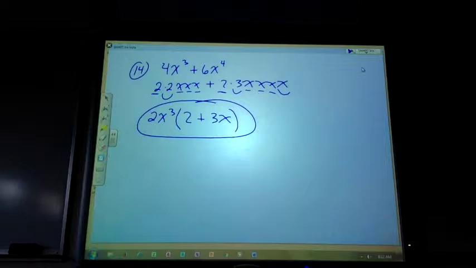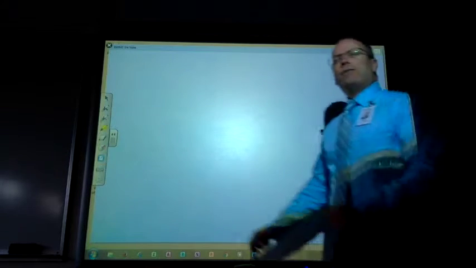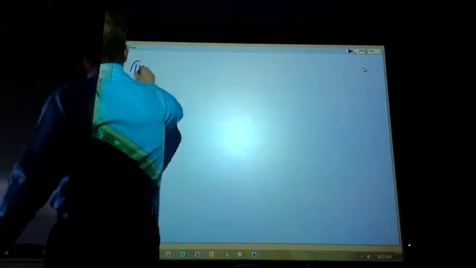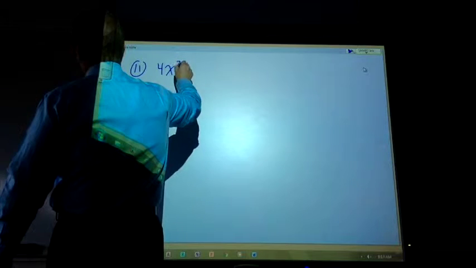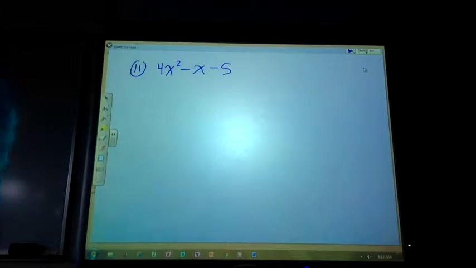I hate it when that happens because I try to do it in so many forms. I understand. And then it's that simple. I'm sorry. Gosh. 11, do you have it open? 4x squared minus x minus 5. Minus 5. Okay.